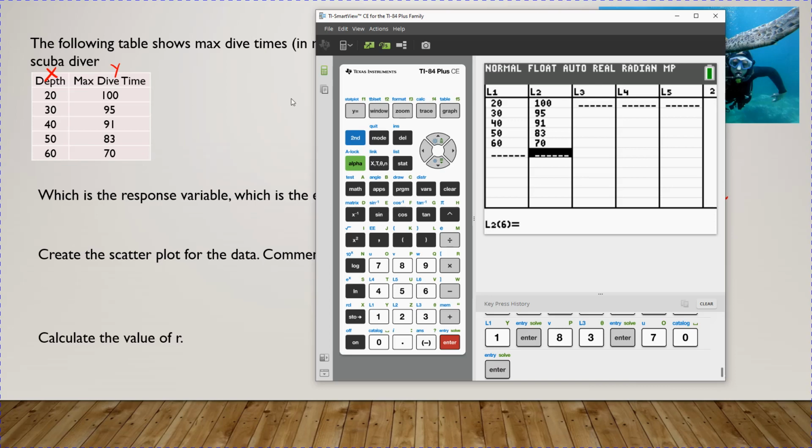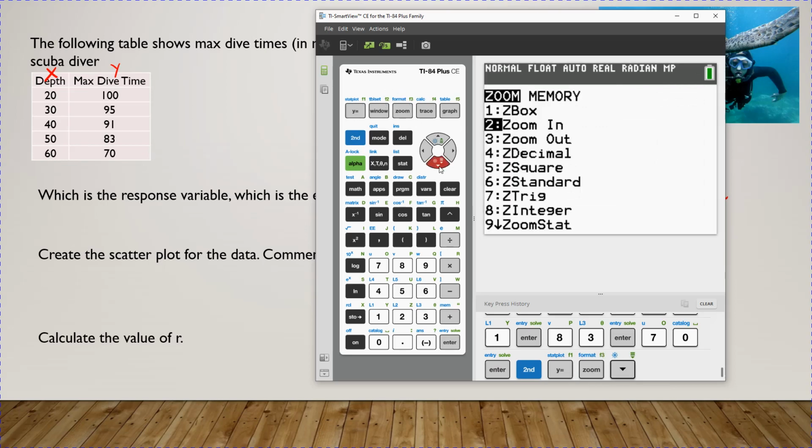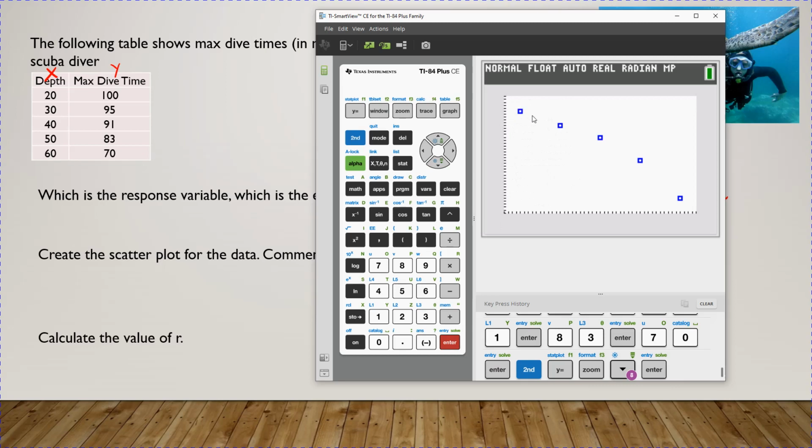Then what you now need to do is make sure your stat plot is on. If you haven't changed anything, it's going to be on. Mine says Plot 1 on, and I see the scatter plot. What you always have to do, every time you do a new problem, is go to zoom and re-zoom it. So ZoomStat, and boom, this is what I see.